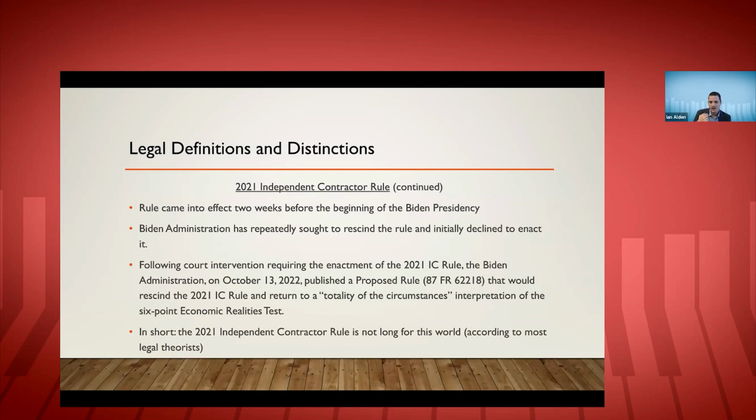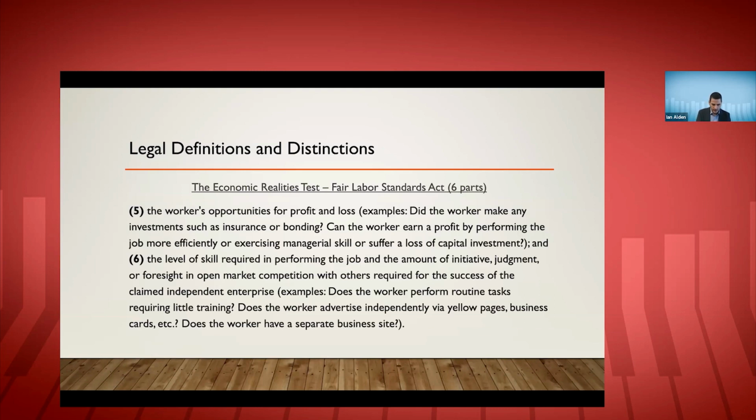So the rule put out by the Trump administration, frankly, is not long for this world. None of us think there's going to be any impediment to overturning it with this new proposed rule. It's going to take a little while, maybe a couple of months, to go through the motions and then go into effect. But when it does, what you're really going to need to know is this economic realities test. The once and future test is what I'm calling it.